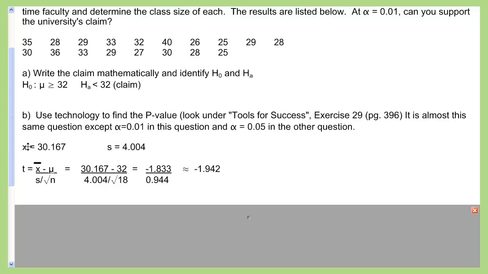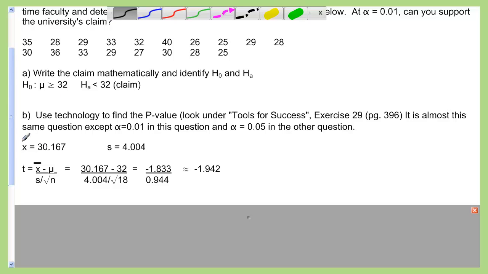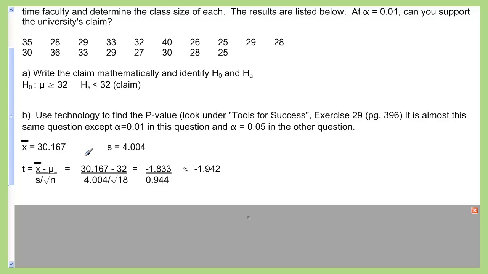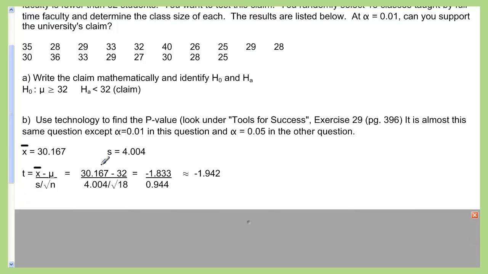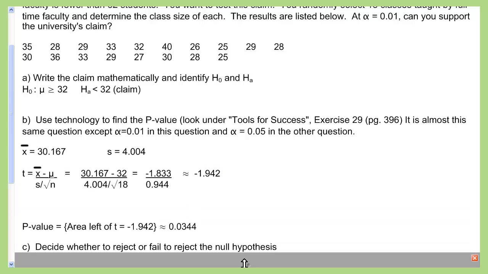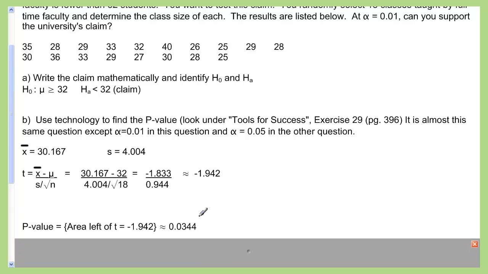We know that this is x bar, and that's not just x, that's x bar is equal to 30.167, and you're going to subtract 32 from it because 32 was our claim, and this is the standard deviation, and this is your sample size, which is 18. And so if you work that out, you're going to get negative 1.942. Now if you had done this on the calculator, you would automatically get this answer.